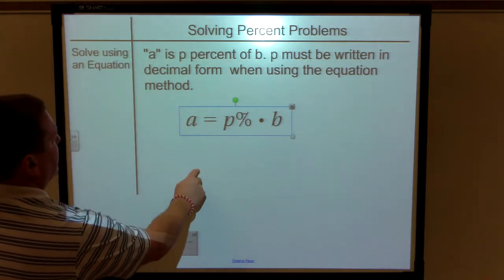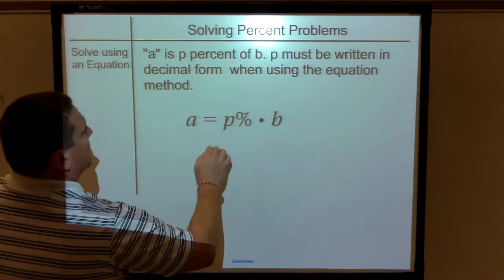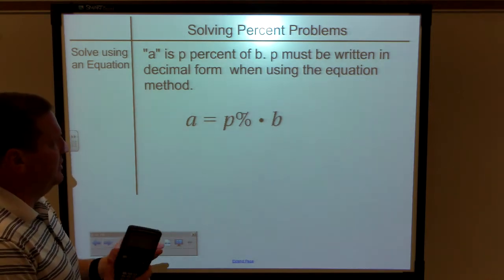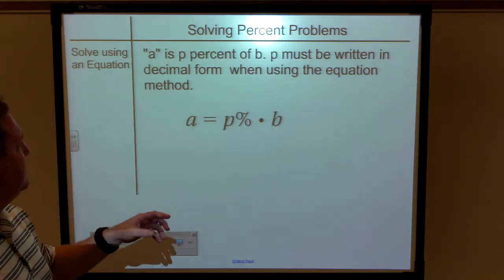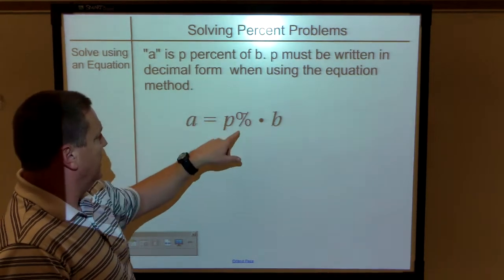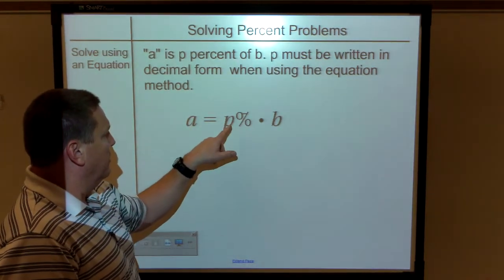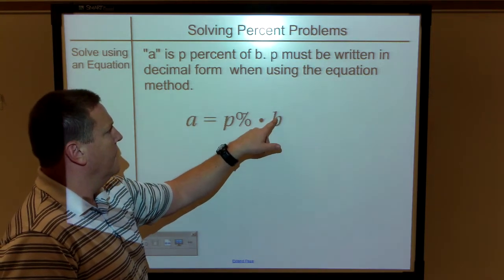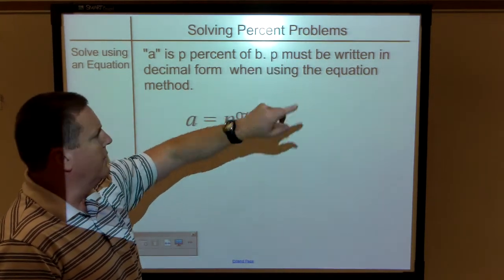Our next one here is solving percents but using the equation. This one is the method I prefer. There's just one thing about it you've got to be careful of. A is still P percent of B, so A is still this percentage of B. So this is the part and this is the total now. But here's the thing you've got to be careful of.